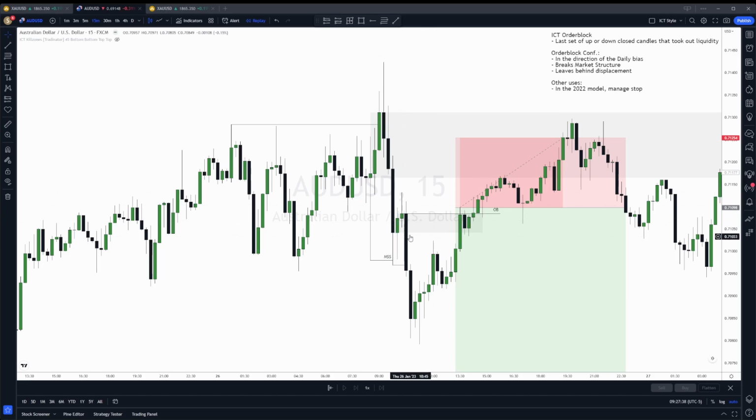This would probably not be considered a strong ICT order block, but I use the name order block for this as well, mainly to manage positions, and you will hear ICT talking about this in the 22 model as well. And that's why I implemented this in my plan. I think it's really strong, and that's why I am showing you guys this. And I will try to find some more examples. Perhaps I can actually go for a bullish example. So I'm going to look for that right now.